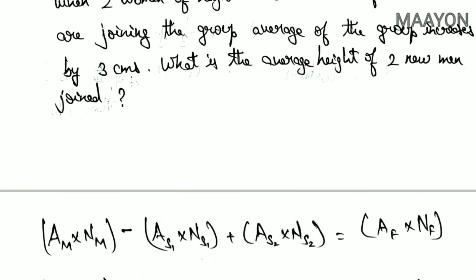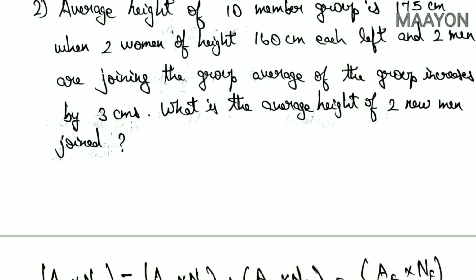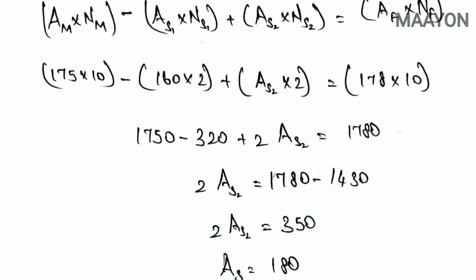It is 178 because here it is given as increase by 3 centimeters. So when compared to the main group, there is an increase of 3 centimeters. So 175 plus 3 centimeters gives out 178. Let's see the sum further. Here we are just doing the calculations.